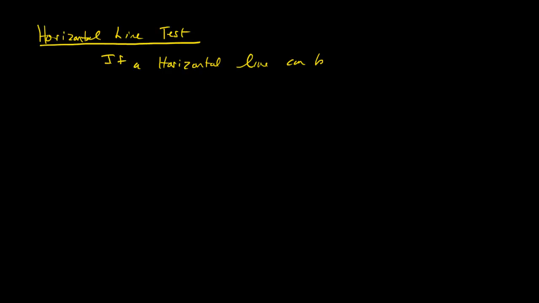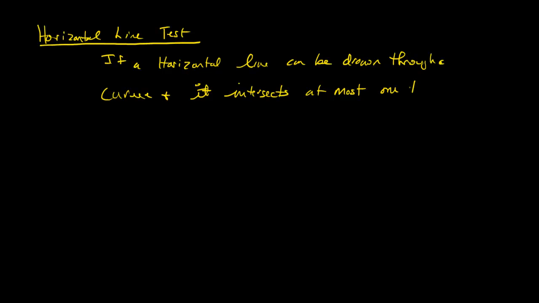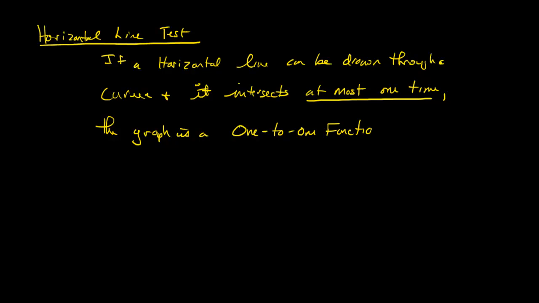We call this the horizontal line test. If a horizontal line can be drawn through a curve and it intersects at most one time, so that means it can't intersect 2 or 3 or 4, but it could intersect 0 or 1, then the graph is a one-to-one function.